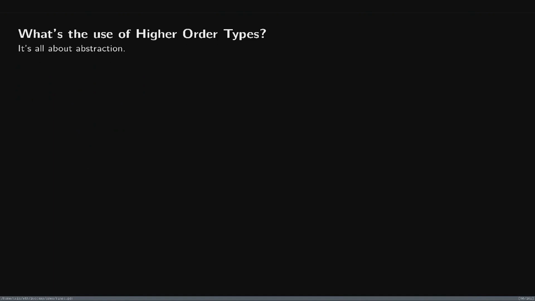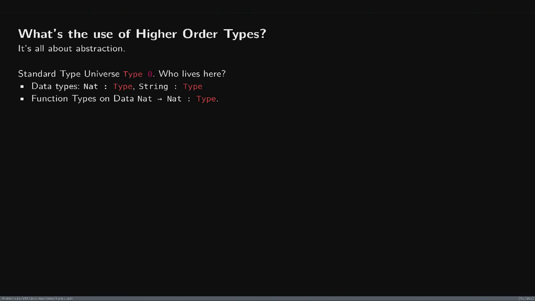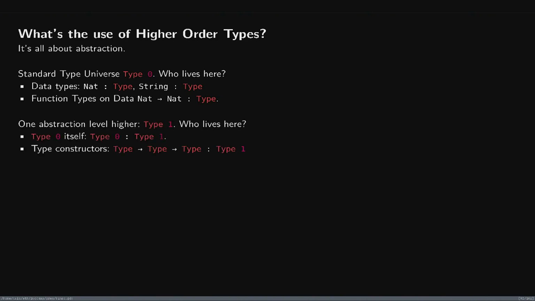Why would one want such higher order types? What is the purpose of this? Is this just madness? No. It's basically all about abstraction. You're used to working with just Type 0, which is also just called Type. There the normal data types, such as the natural numbers, string, and so on, live. And also the functions between these data types. But maybe you want to talk about something higher level. You could, for instance, talk about type constructors. We've seen that these are certainly useful. They make it possible to have generics. And so we need to go one layer higher in abstraction and have a new type universe.